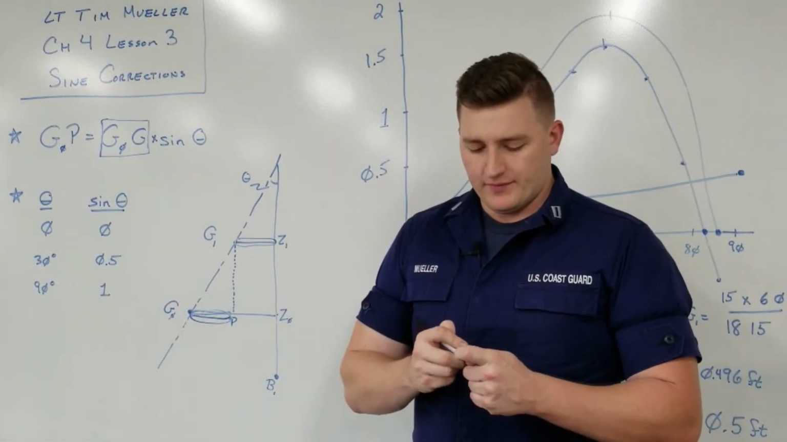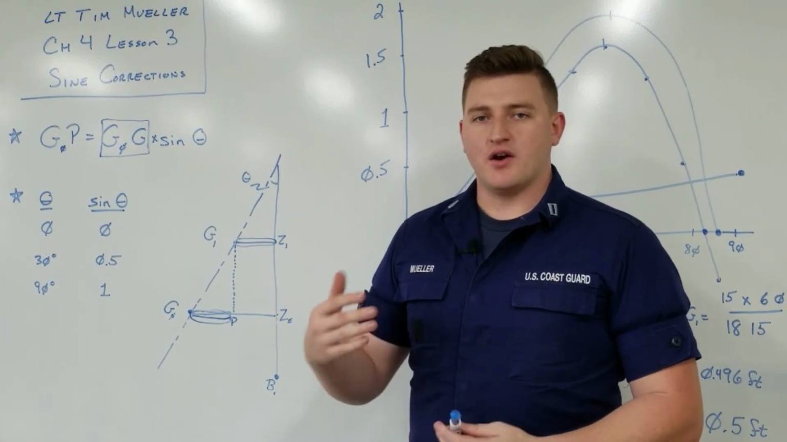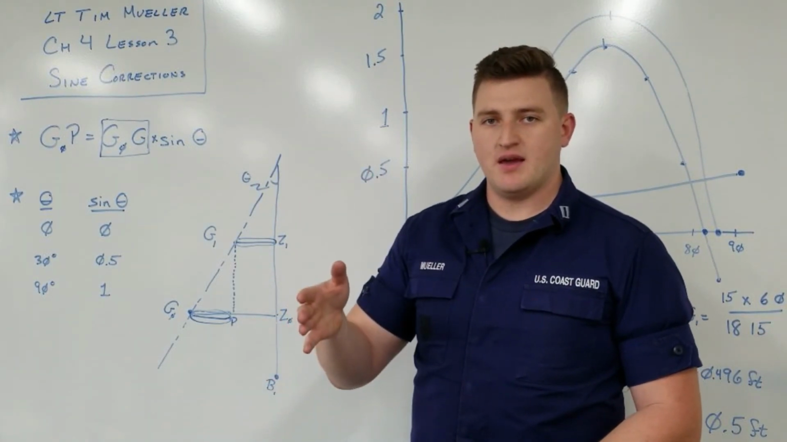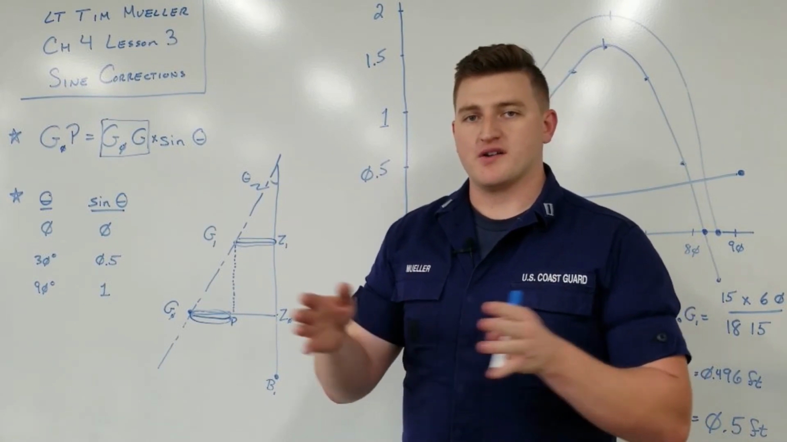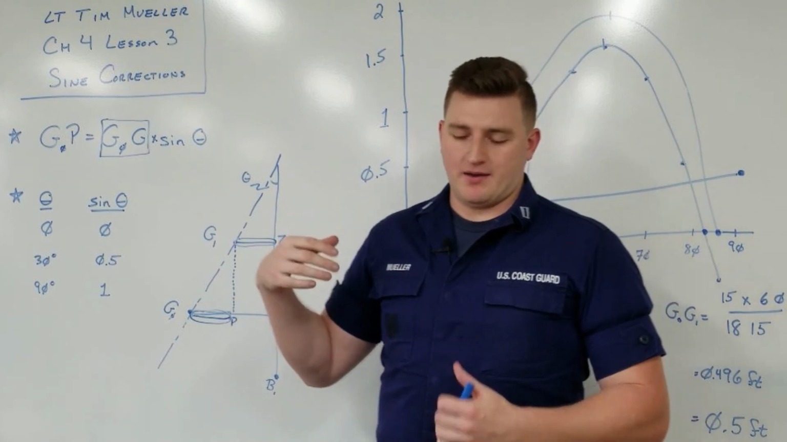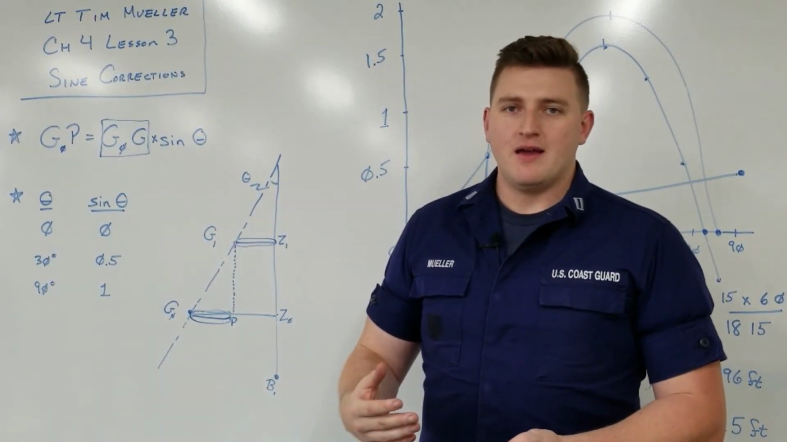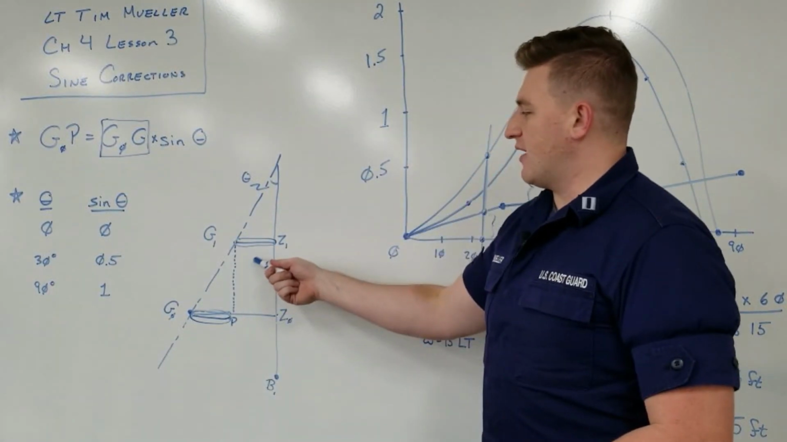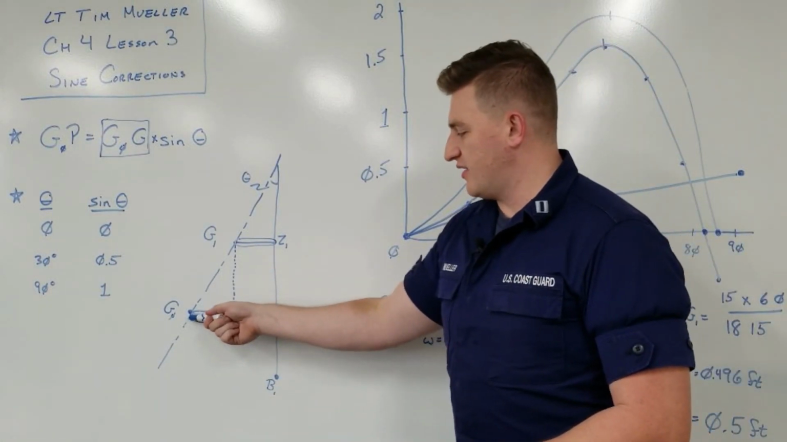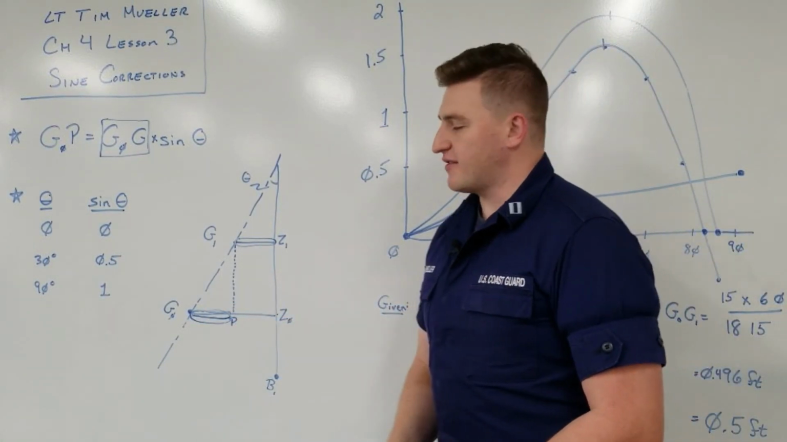In the next video, we are going to talk about cosine corrections. Sine corrections are for vertical shifts. Cosine corrections are going to be for horizontal shifts. We're going to basically be going through the same form of video, but we're going to see exactly how the stability triangle is going to change with a horizontal shift in the center of gravity. But that's going to be for the next video.